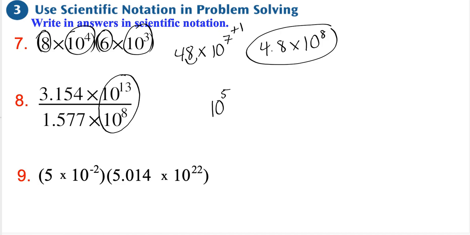Okay? Then we got to worry about these. So we do this the same as number 7. 7, we multiplied the 8 and the 6. So number 8 here, we're going to divide the 3.154 and the 1.577. And that's actually a nice number. That's just actually 2 if you put that in your calculator. So it'd be 2 times 10 to the 5th. And then again, ask yourself, after you do these operations, do I have to worry about rewriting it in scientific notation or changing it to true scientific notation like we did in that one? Well, 2 is less than 10. It's greater than or equal to 1. So that is done. Okay?